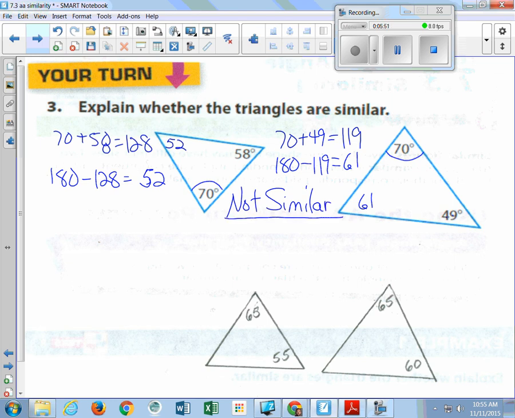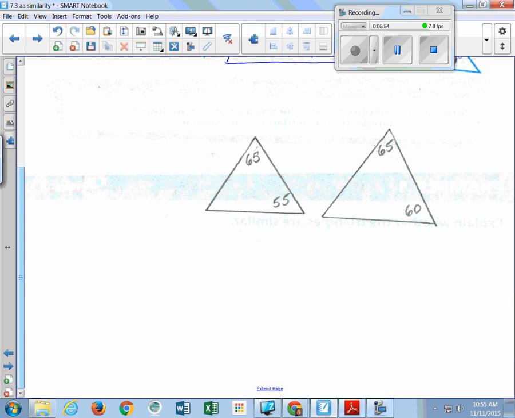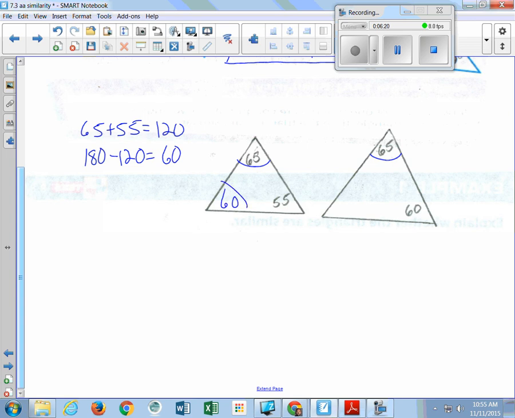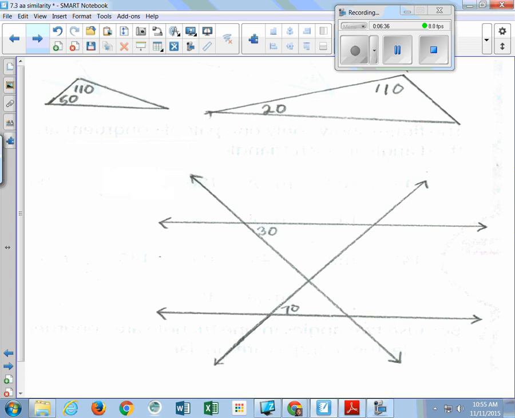Okay, let's go to the next example. I have 65, 55, 65, 60. So I have 65 and 65. Let's figure out if I have two other angles that are equal. 65 plus 55 is 120. Take 180, subtract 120, and you get 60. So this one's 60, and that's 60. That means those two are equal. I have two angles that are congruent, so I don't need to keep going. So these are similar. Okay, next example.